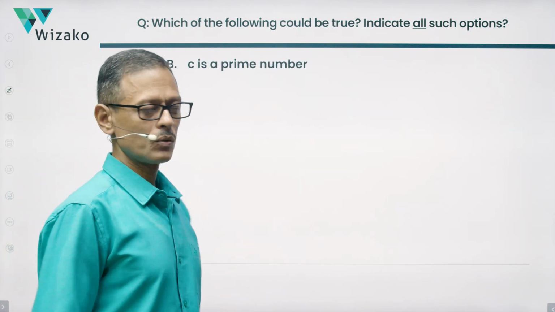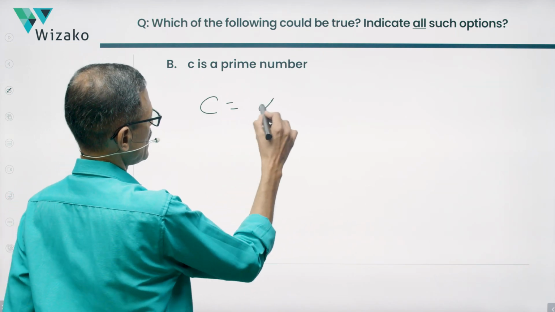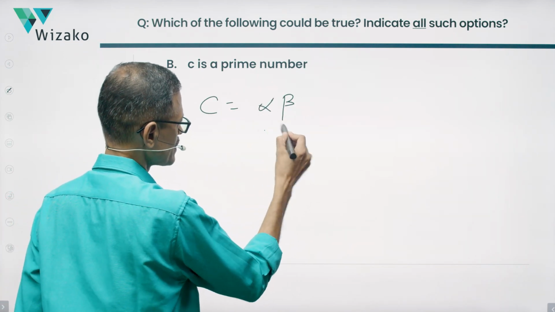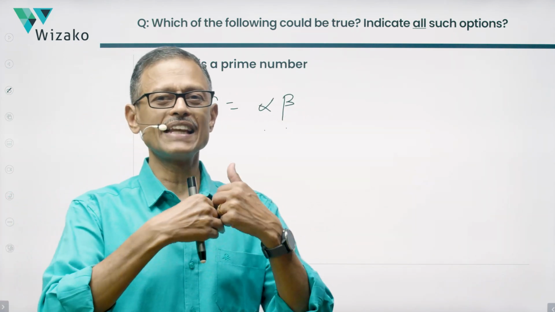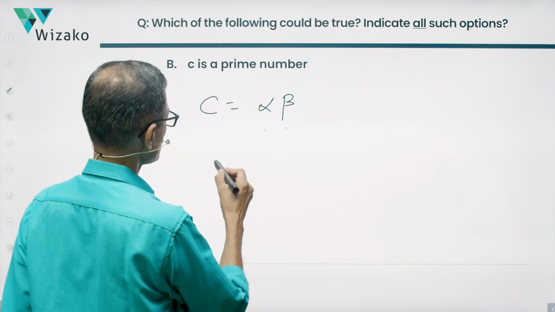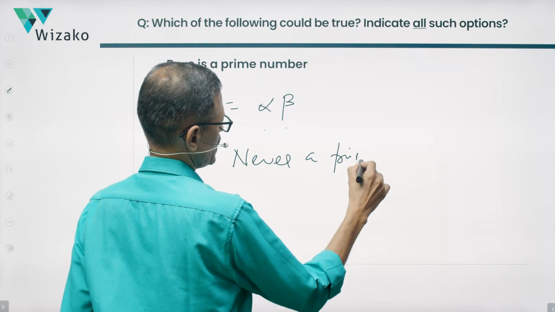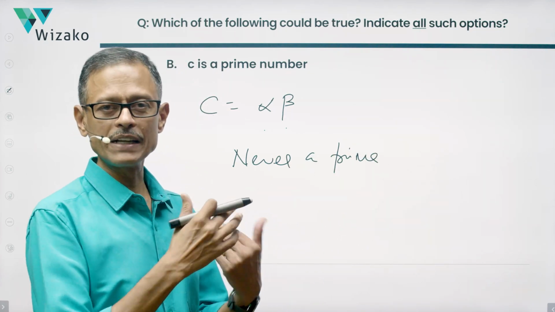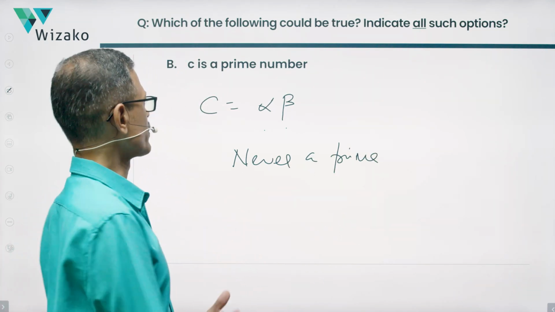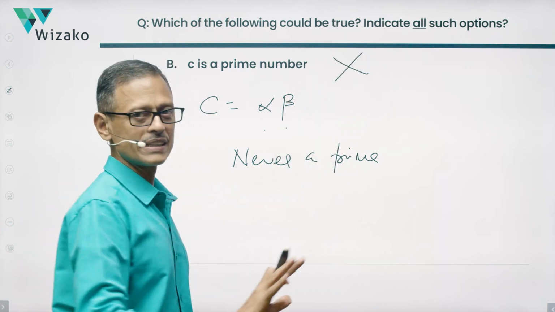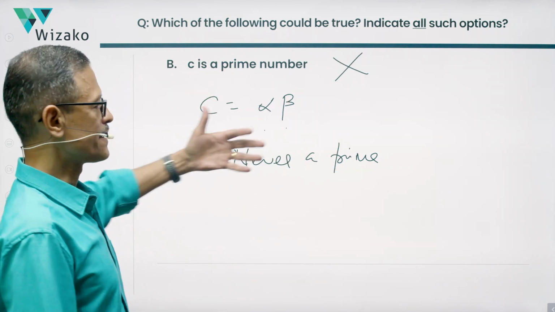C is a prime number. What is C? C is equal to alpha beta. This is a prime number, this is a prime number. Product of two primes can never be a prime number. So C is also never a prime number. If it is never a prime number, it could never be true. So could be true is ruled out for this also. So B is also not the answer, right? Quickly we've been able to eliminate these answer options.